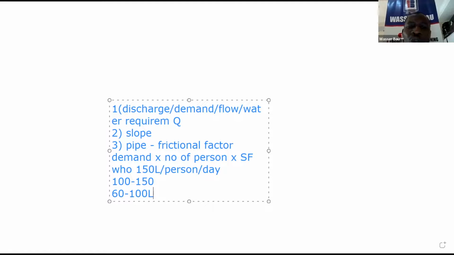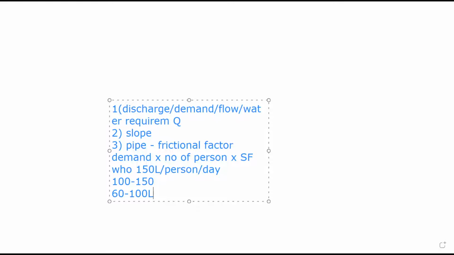You use the safety factor for when you have gotten your demand, you now multiply it by your safety factor, just like we do in dam design. Yeah, I understand what you're saying. Well, if we have projected the population for the next 30 years, do we still need to use the safety factor again? Yeah, you still use the safety factor, sir.